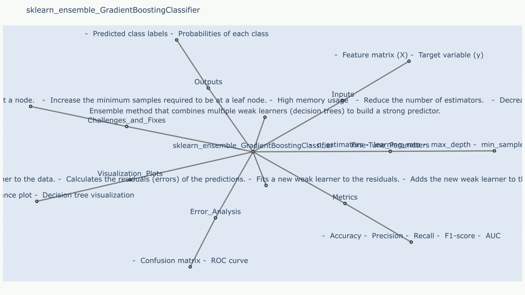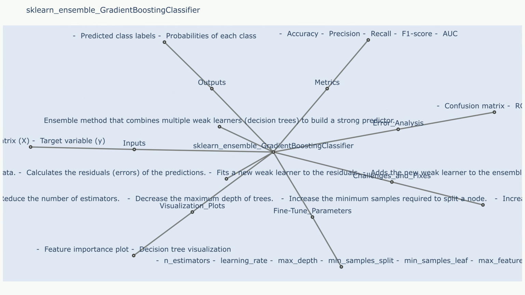Challenge 2: high training time. Sample use case that resulted in challenge 2: when the dataset is very large or the number of trees in the ensemble is high, training the model can take a significant amount of time.